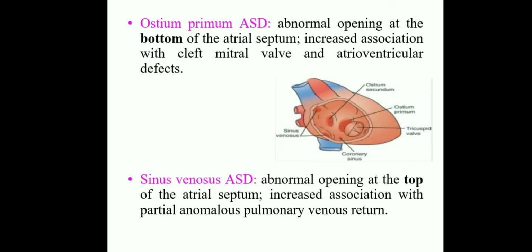Okay, in total how many types are there? Three types. The first type is ostium secundum, where the middle part of the atrium has a hole. The second one is ostium primum, where the lower part of the atrium has an abnormal communication. The third one is sinus venosus ASD, where there is a hole in between the sinus venosus areas. A child can suffer with these. These are the three types of ASD.